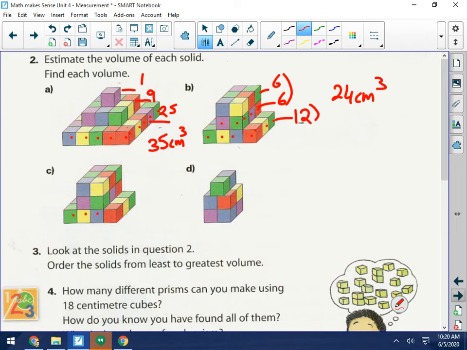This one has a base of 12, because I'm thinking 4 times 3 is 12. And then 2 times 3 is 6. 2 times 3 is 6. Add them all up together. That's also a volume of 24 cubic centimeters. 2 times 2, so it's 4, 4, and 2. So that's a volume of 10 cubic centimeters.